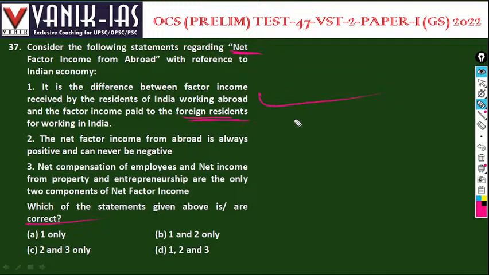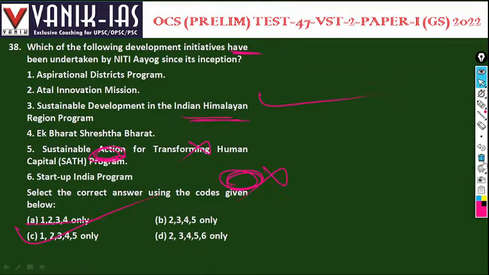The net factor income from abroad is always positive. How can it be always positive? It can never be negative. Anywhere you see never, that is wrong. Net compensation of employees and net income from property and entrepreneurship are the only two components. When you see the word only, that is wrong. So one option will be right. How can there be only two components of net factor income? There will be multiple factors, right?